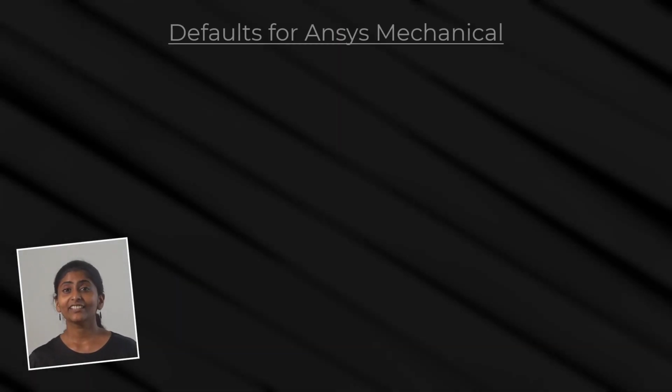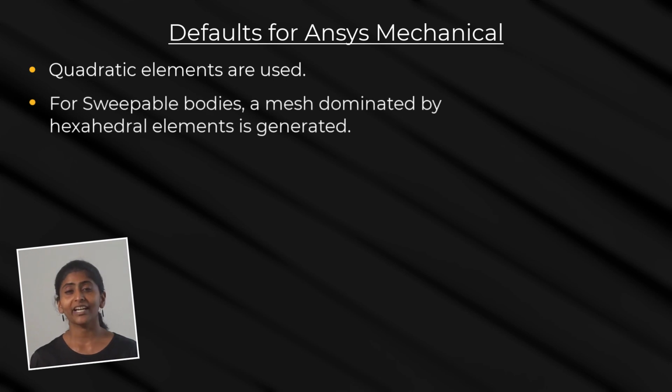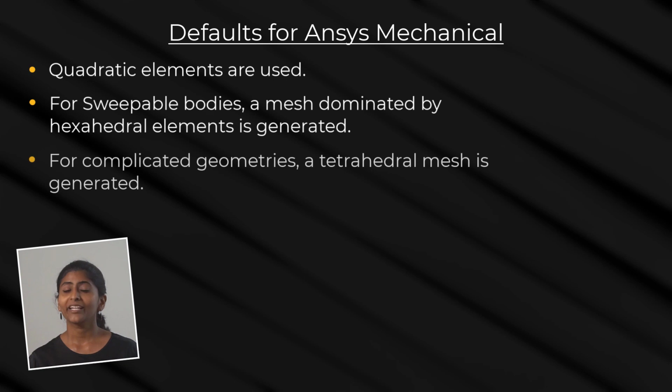Now that we understand the different elements, we note that by default quadratic elements are used by Mechanical when meshing 3D solids due to their numerical accuracy as noted earlier. If sweepable bodies are found in the geometry, by default Mechanical meshes them with a mesh that predominantly consists of hexahedral elements and possibly a few wedge elements. For bodies that have an irregular shape or complicated geometries, Mechanical generates a tetrahedral mesh.